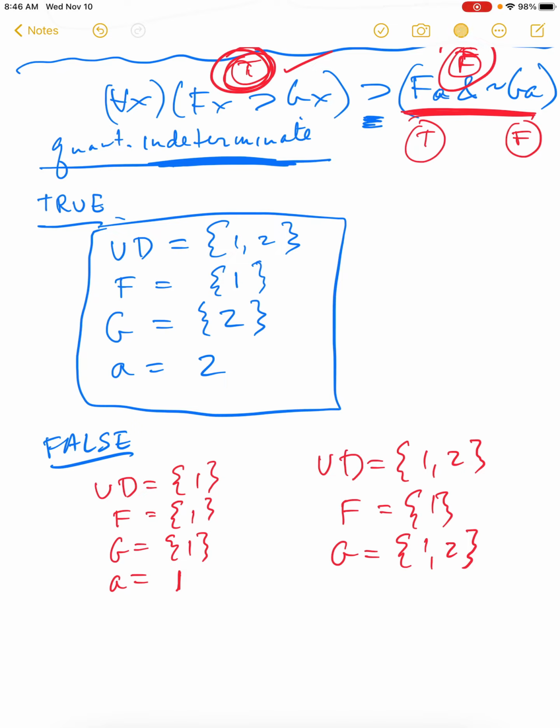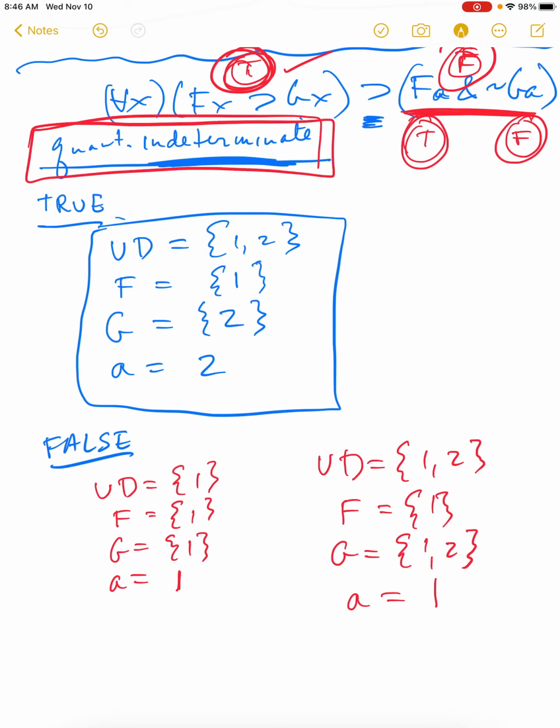Everything that's F is G. 1 is F, it's also G, and we can have A name 1, and now 1 is in the extension of F, but it's also in the extension of G, so that's false, so the whole thing's false. Okay, so either one of those would do it. So by constructing these 2 interpretations, we've shown that this sentence is quantificationally indeterminate.